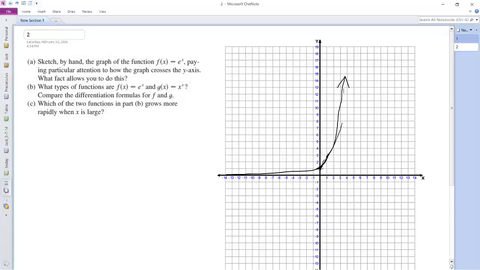Okay, and now, what type of functions are f of x equal e raised to the x, and g of x is x raised to the e, and then compare the differentiation formulas for f and g. So f, I'm going to write this down. So this is part B.